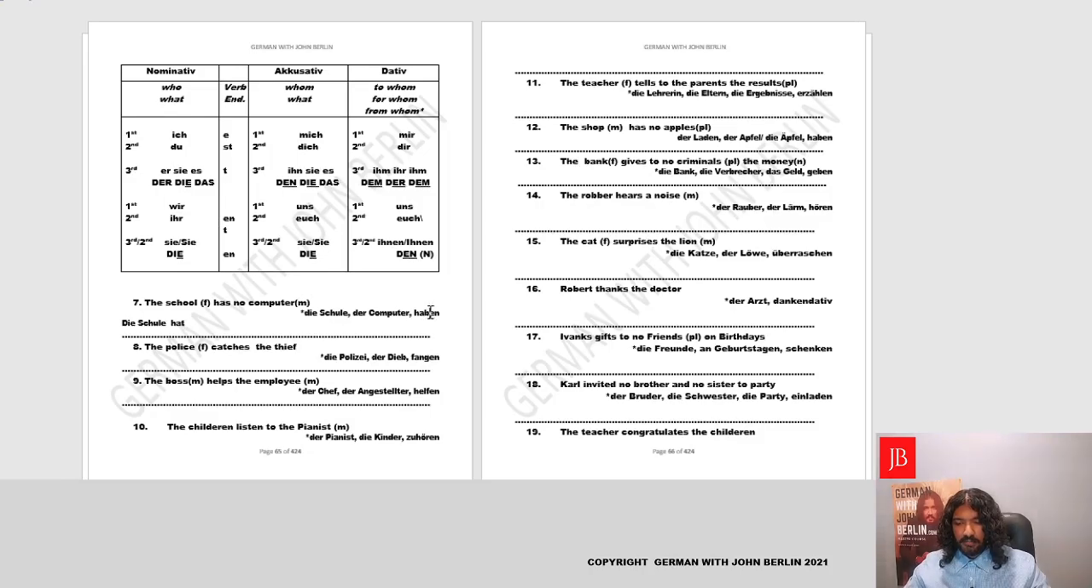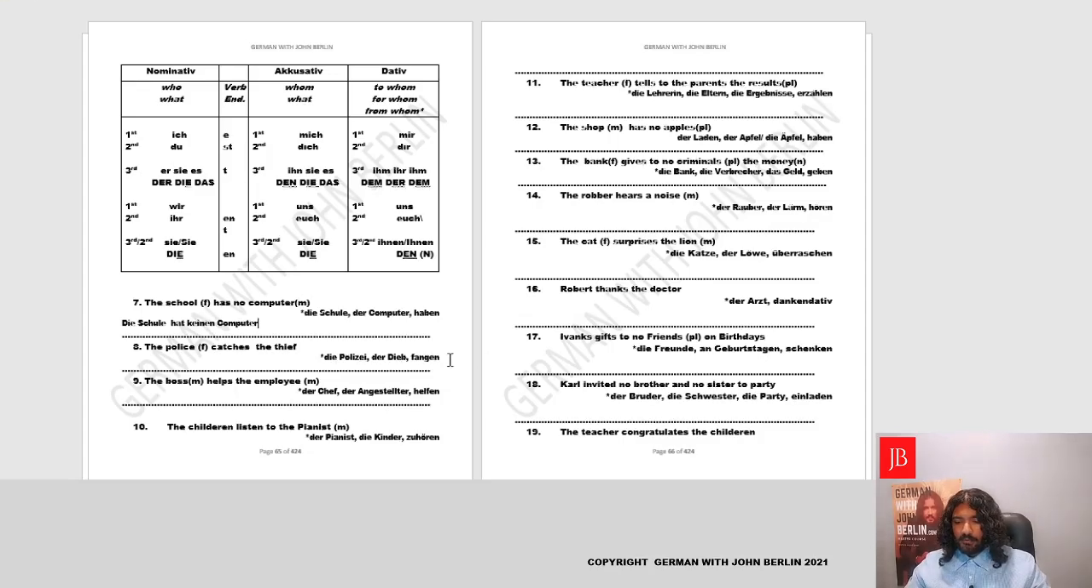There's a change in the stem for this verb. Hat, what does it have? The computer. It's masculine, so the word is Computer. Den Computer, but we do not need to say definite article. We need negative article. We can derive it from this. So the negative article is kein. We just need to add the en from here. It'll become die Schule hat keinen Computer.